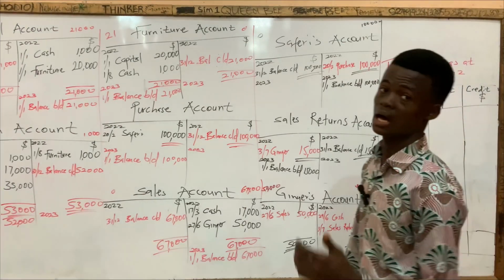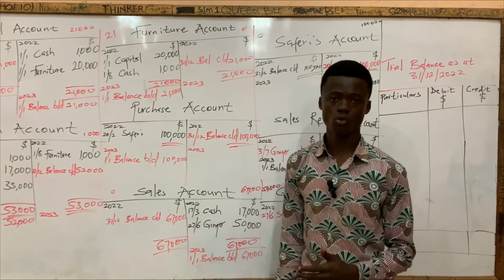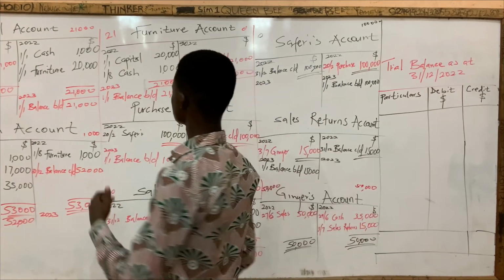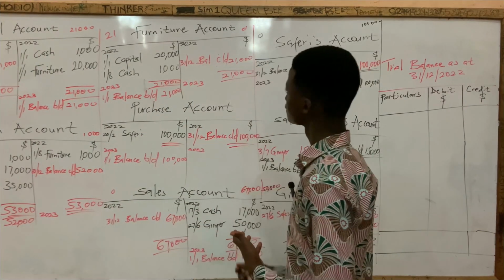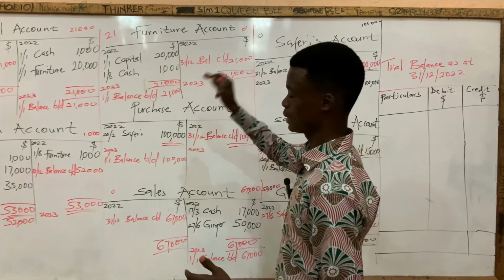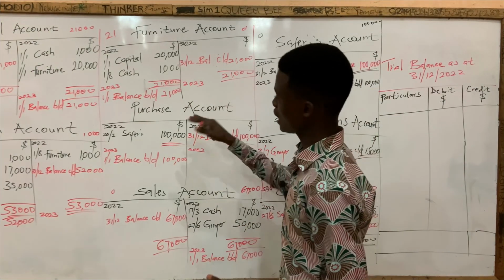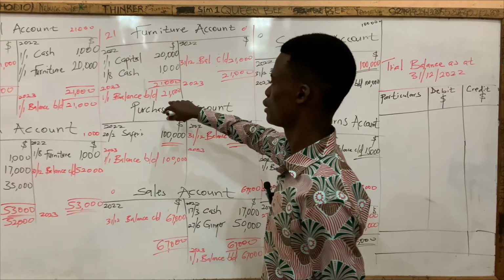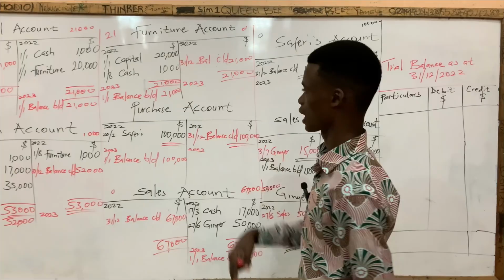But before then, an account is said to be a debit balance or a credit balance depending on the position of the balance BD. So a typical example is the furniture account. This furniture account is said to be a debit balance account, or the furniture account is having a debit balance because the balance BD at the end of the day is on the debit side of the account.